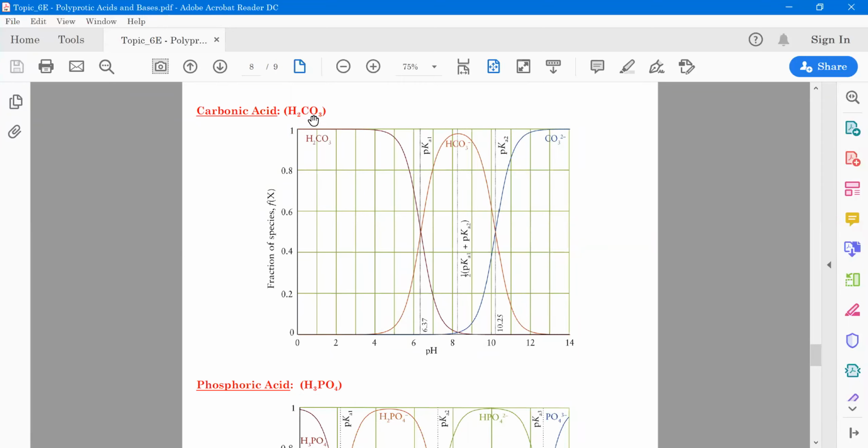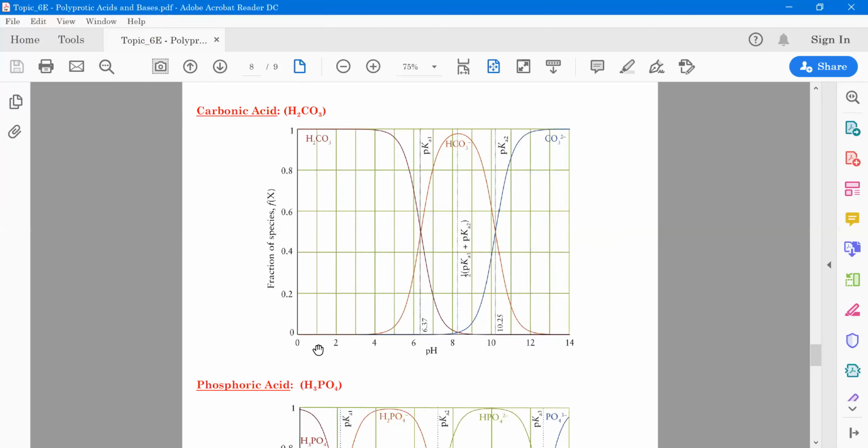Here's the carbonic acid, H2CO3, and again, this one covers a pH range all the way from 0 to 14, which is necessary because of the nature of carbonic acid. And so if I made a solution of pure carbonic acid in some way at a certain concentration, it would have a certain pH determined by its two Kas.